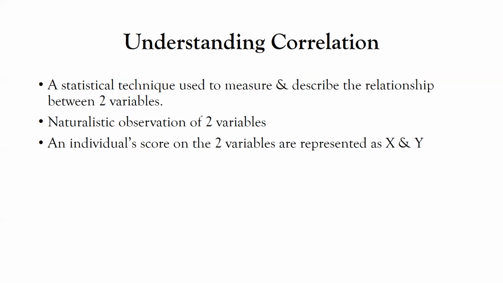And these two variables must be naturally existing. They are simply observed as they exist naturally in the social world. So no amount or effort of control or manipulation will be done by you, the researcher, the experimenter. You are simply observing and recording people's score, people's placement, people's classification on these variables.